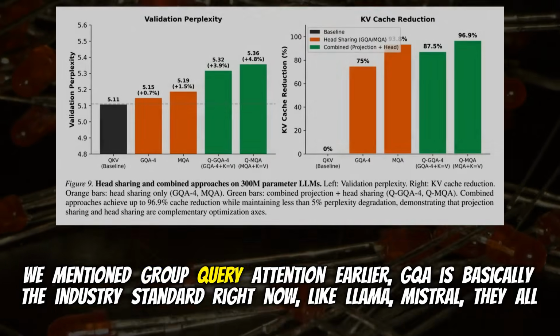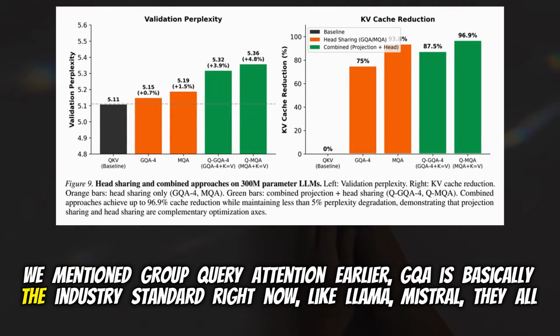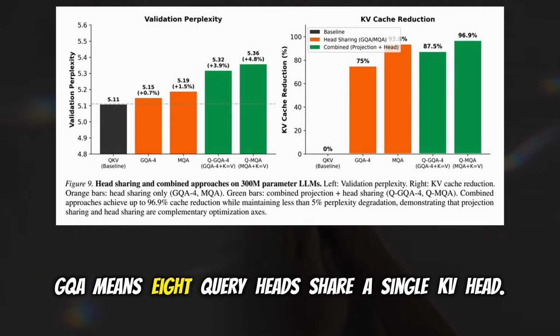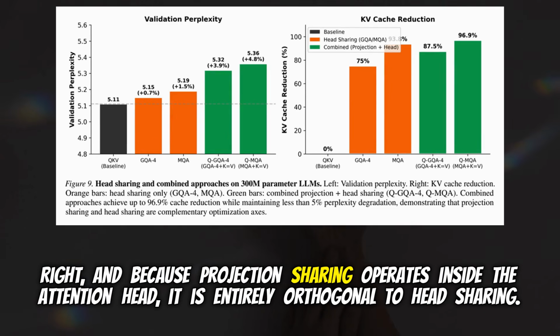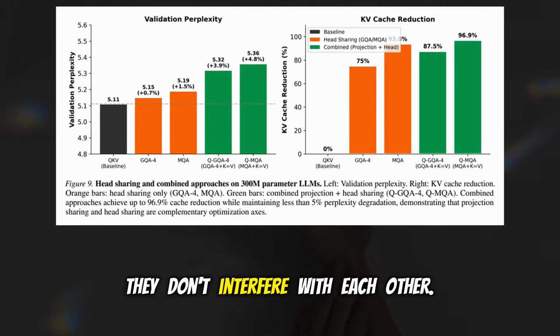We mentioned group query attention earlier. GQA is basically the industry standard right now. Like Llama, Mistral, they all use it. GQA means 8 query heads share a single KV head. Right. And because projection sharing operates inside the attention head, it is entirely orthogonal to head sharing. They don't interfere with each other.